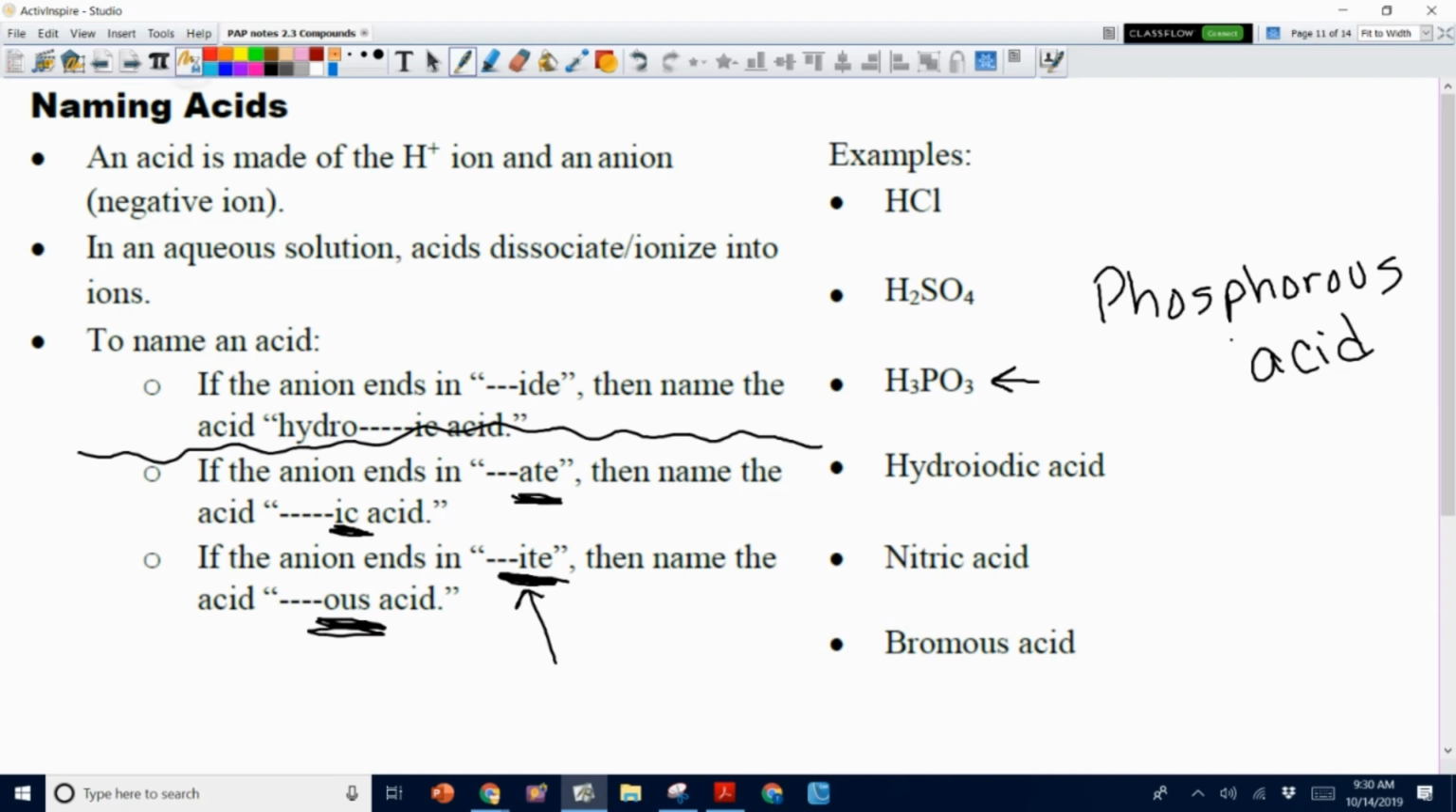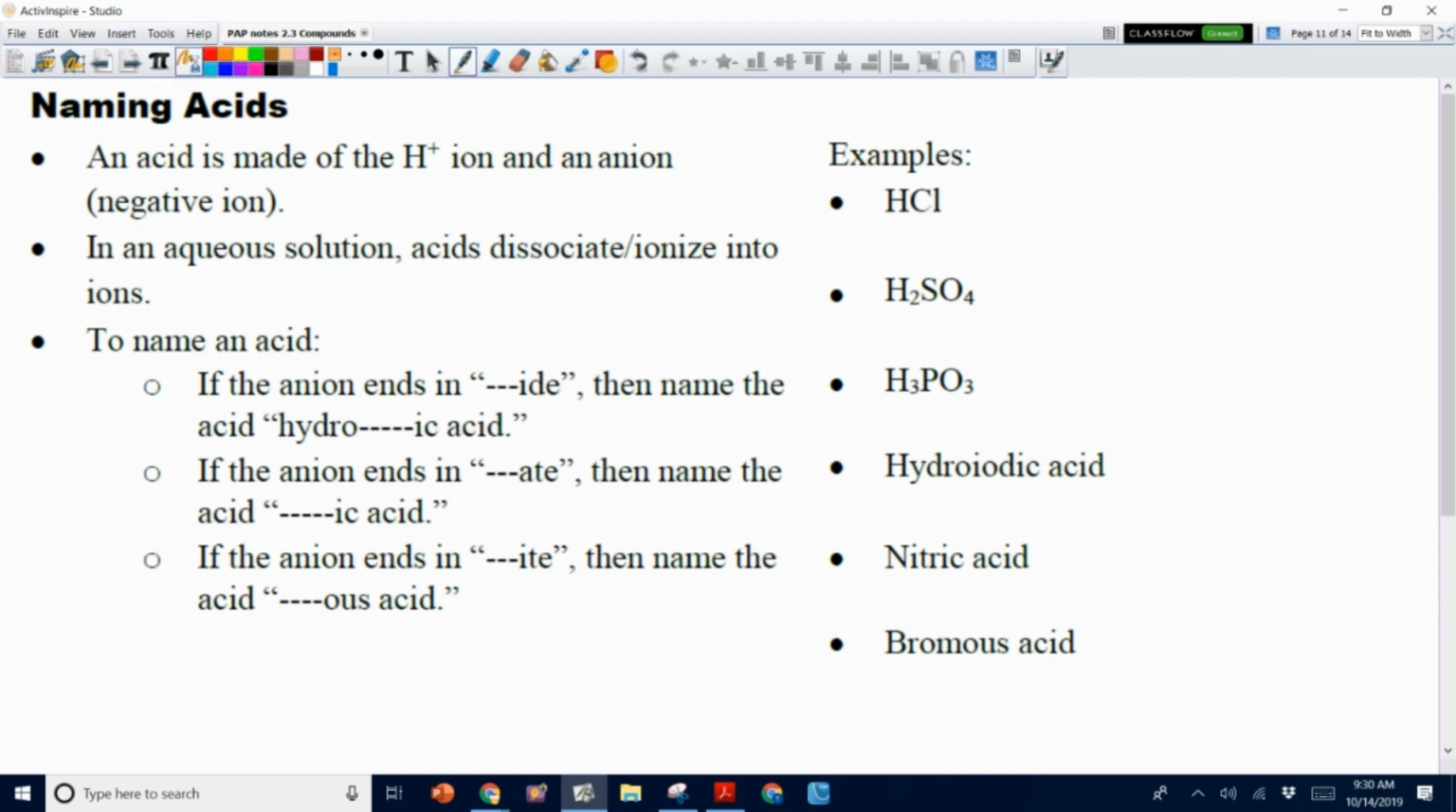All right, so we can go from name to formula now. Hydroiodic acid. All right, so it starts with hydro, so it's hydrogen bonded with just one element. Iodic, iodide. So if it's a binary acid and it ends in -ic, we're going to change it to -ide. So iodide comes from iodine. So it's HI, hydroiodic acid.